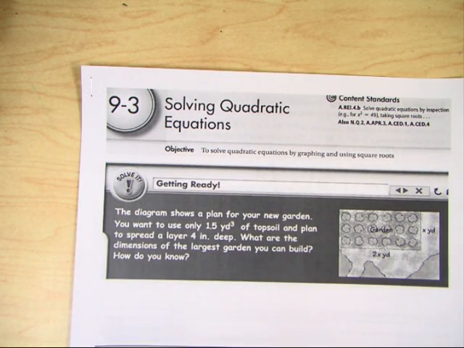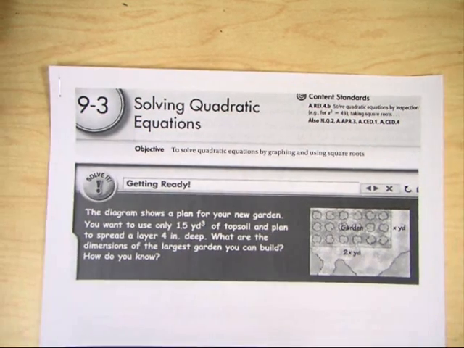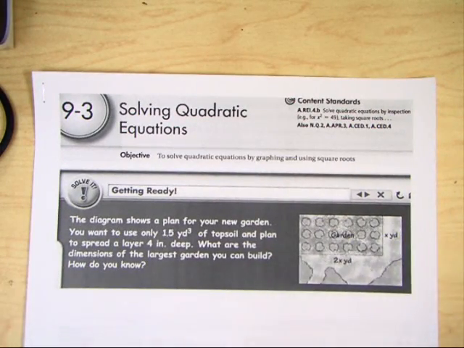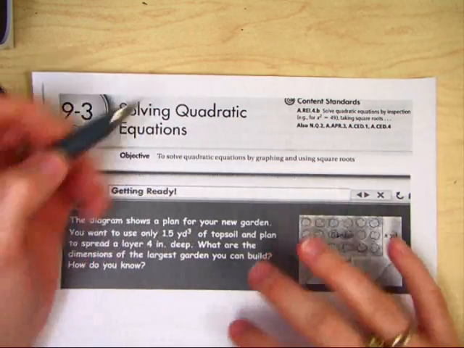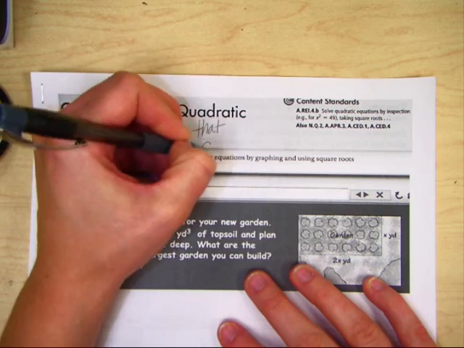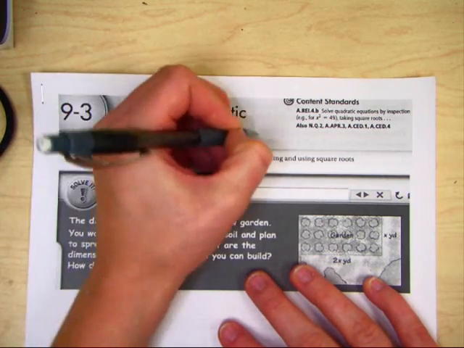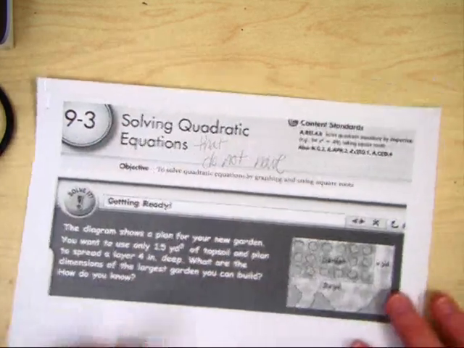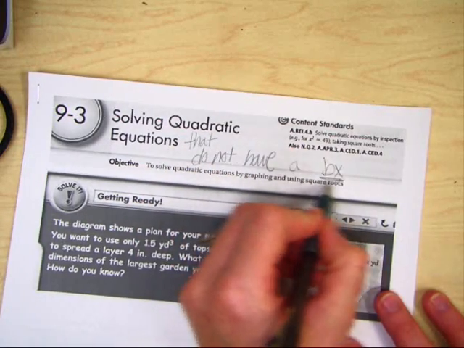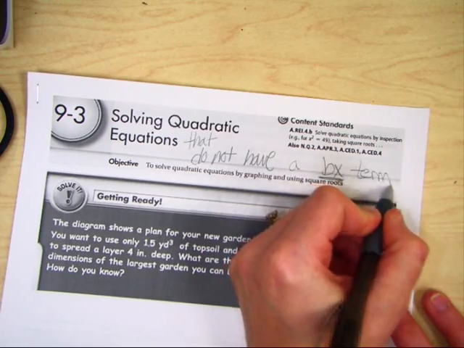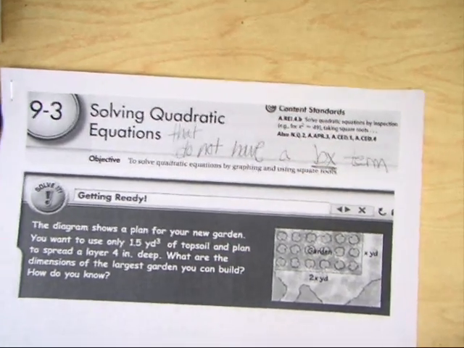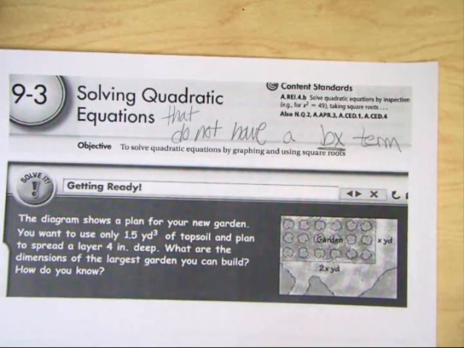In today's lesson, 9.3, you are going to learn how to solve quadratic equations. But in order to solve quadratic equations today, and this is today only, you're gonna see equations that do not have a bx term. And that's what you're going to focus on solving. I'll teach you how to solve other ones, but for today, you're going to learn how to solve things that don't have a bx term.